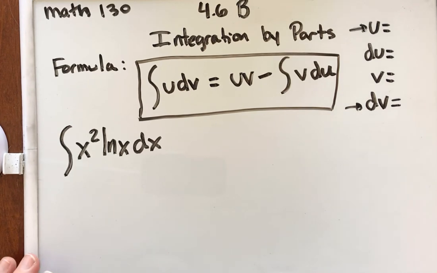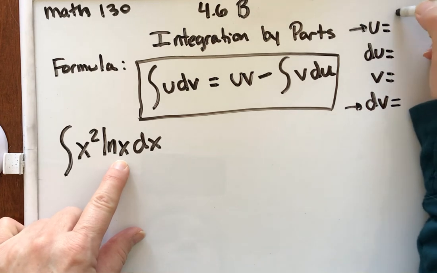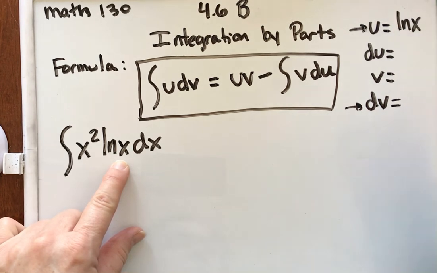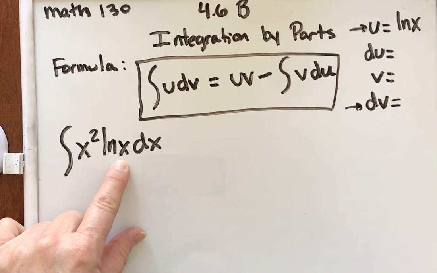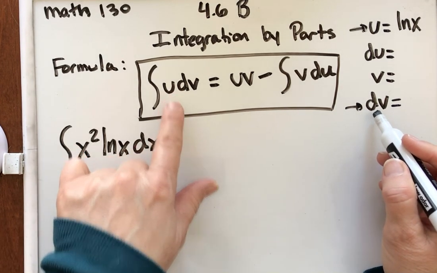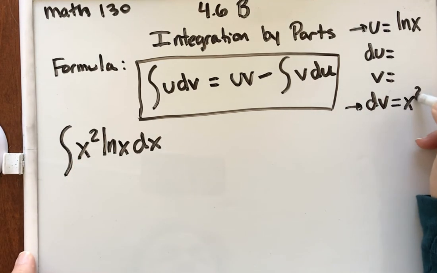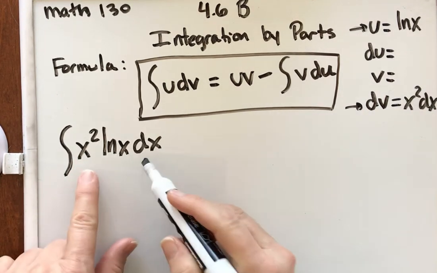Okay, now when it comes to these logarithms, generally we let u equal the logarithm. So there's a little hint that'll save you some time. So we're going to let u equal ln of x. Okay, so what does that mean dv is going to be? We found our u. dv is going to be these two, x squared dx, because that's what's left.